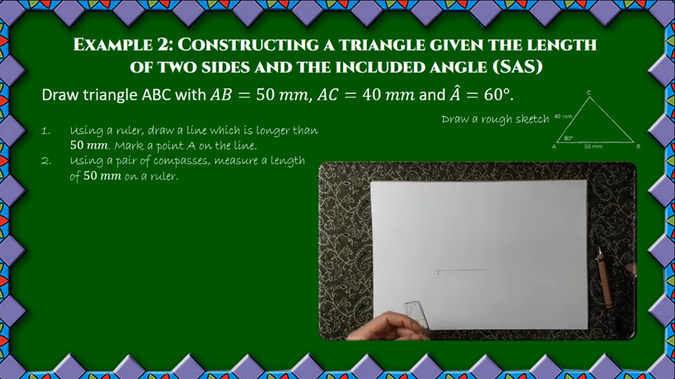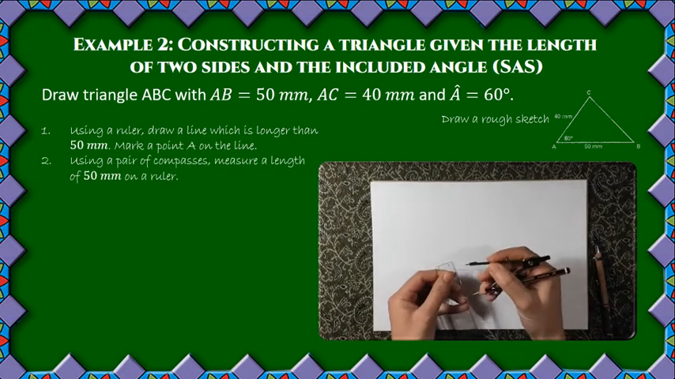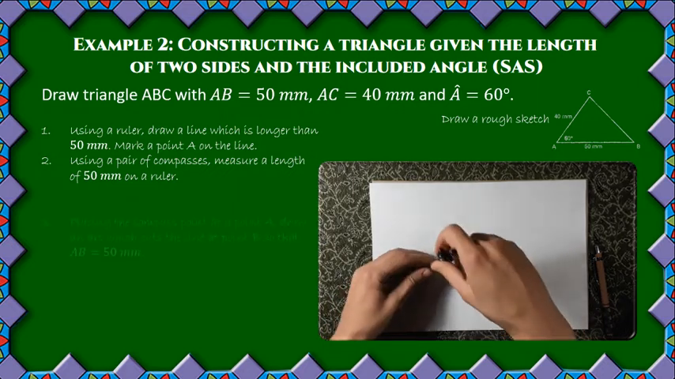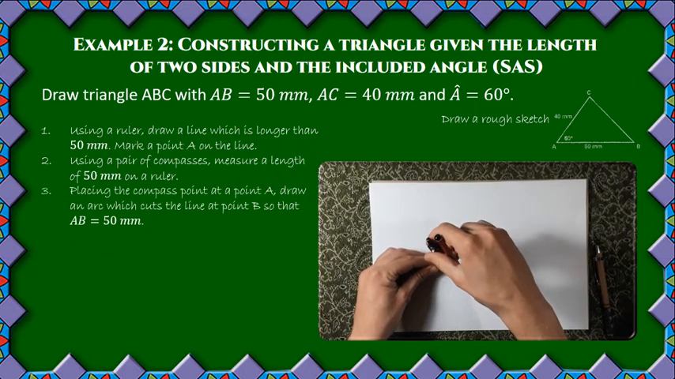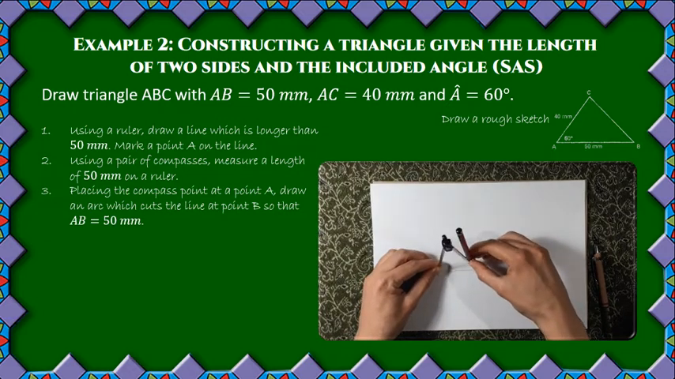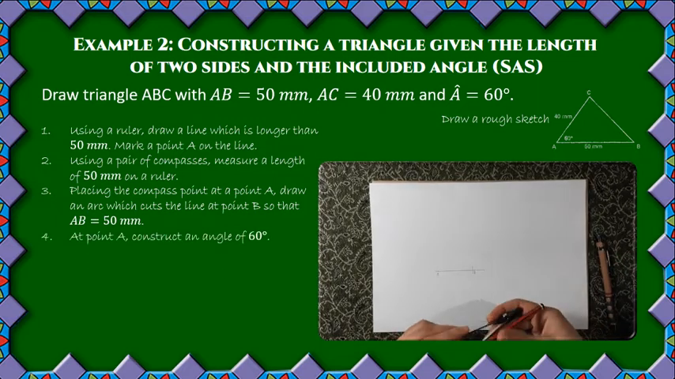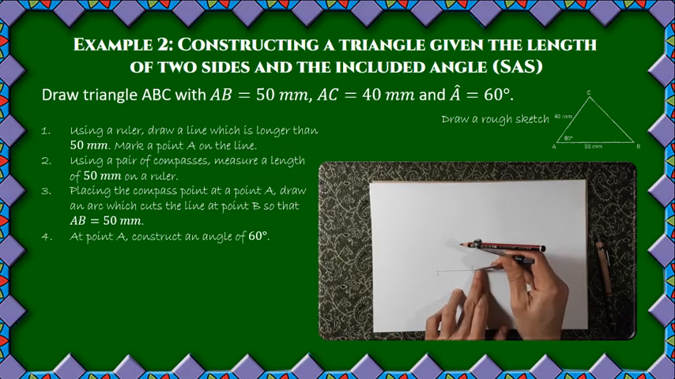Then, using a pair of compasses, measure a length of 50 millimeters on a ruler. Placing the compass point at point A, draw an arc which cuts the line at point B so that AB is 50 millimeters. Then, at point A, construct an angle of 60 degrees.